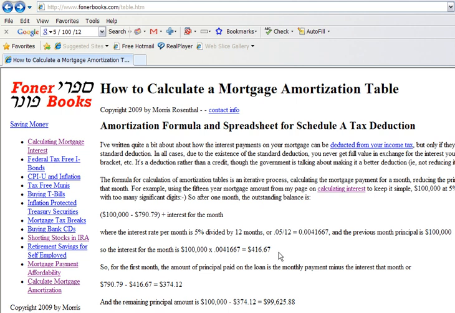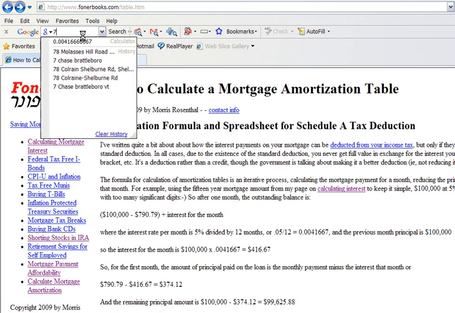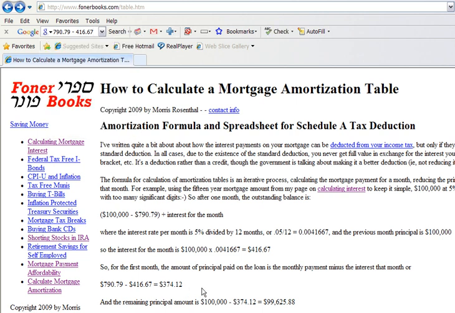Now we come up here, we already know that our mortgage payment is $790.79. It's scrolling off the edge of the page here, but we're going to continue with it anyway. So we'll go 790.79 minus 416.67, and it tells us that's $374.12, which we have here. So we know that for the first month, the amount of interest paid is $416.67, and the amount of principal paid is a little less than half of the amount that you pay. It's $374.12.